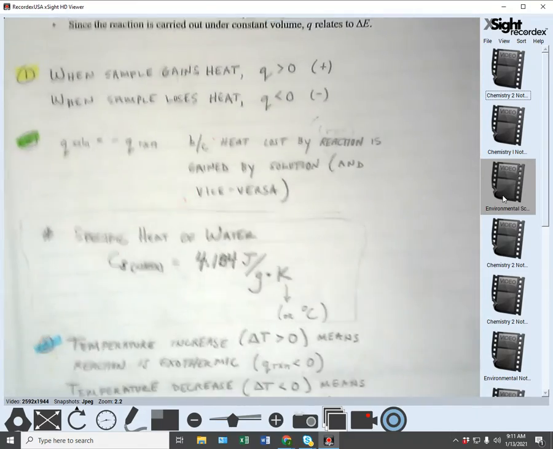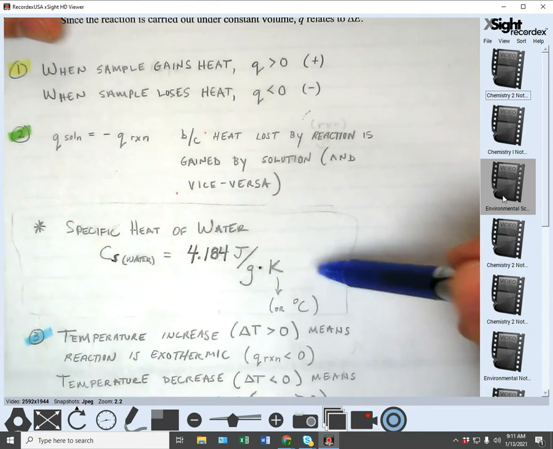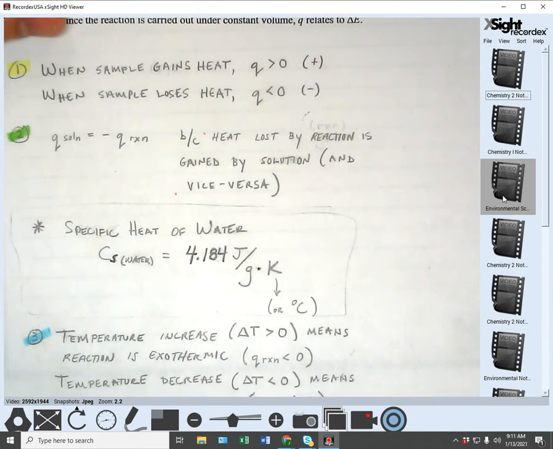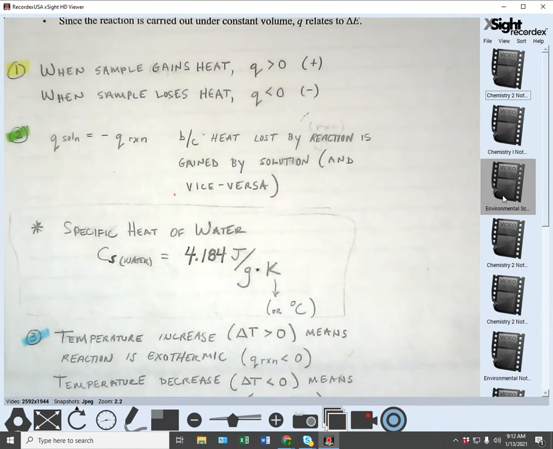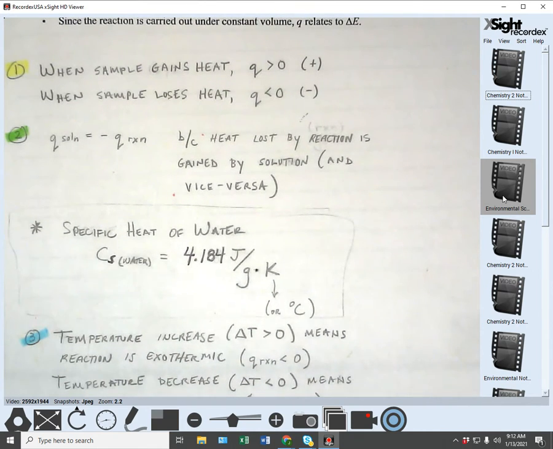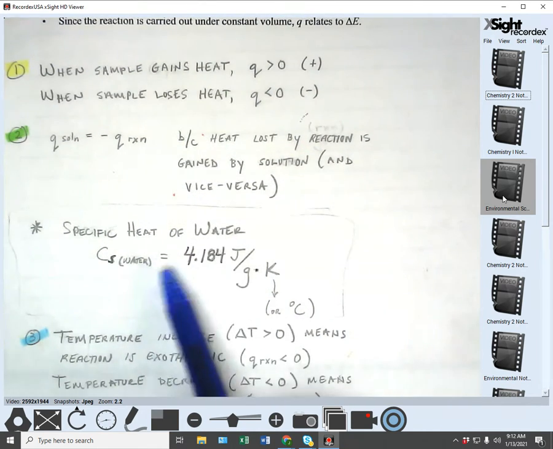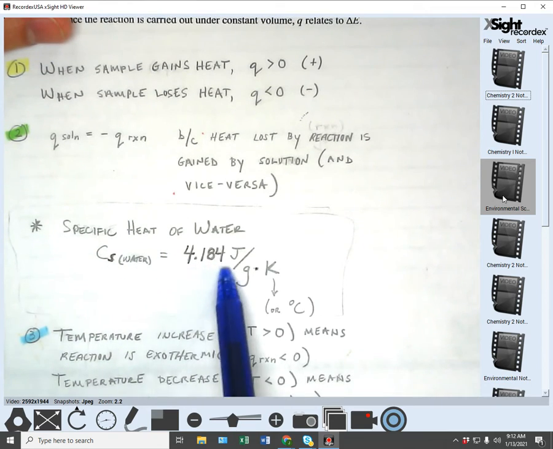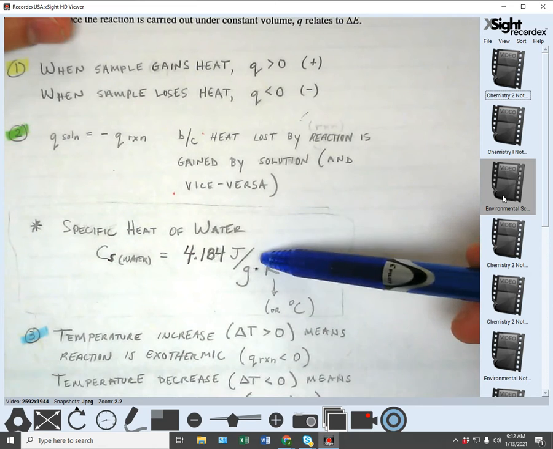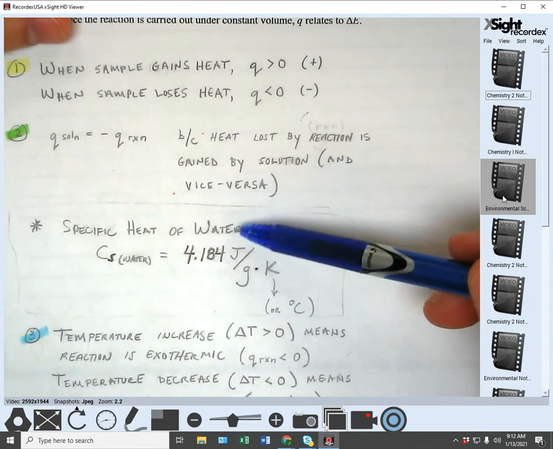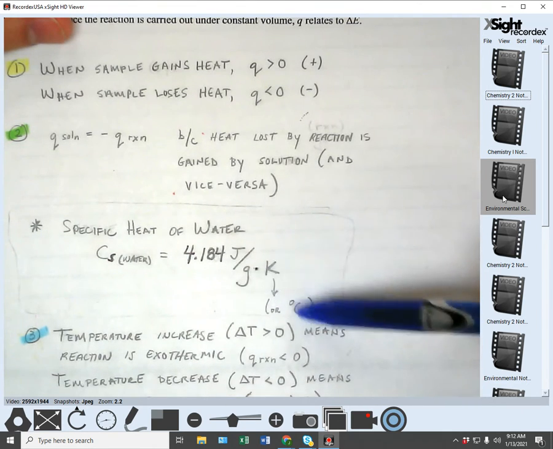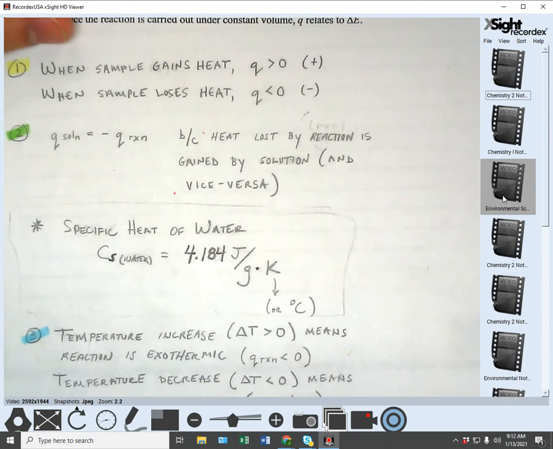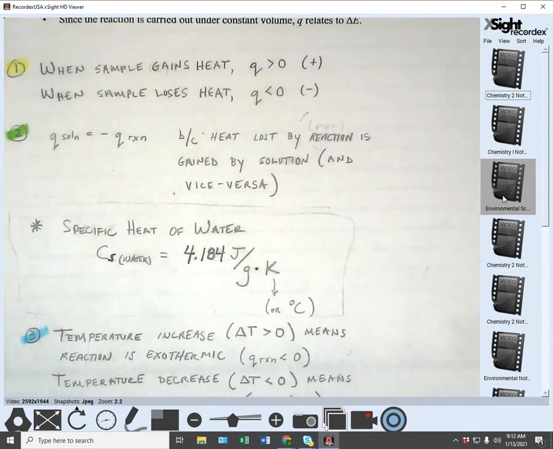You need to make sure you write this down for sure, because they're going to assume that you have this memorized, basically. They're not going to always give that to you in every problem. Some problems they do, but some of them they don't, and just assume that you know what the specific heat of water is. So the specific heat of water is 4.184 joules over grams Kelvin, or joules over grams degrees Celsius. Either one can be swapped in there. That's the specific heat of water. Okay. All right.